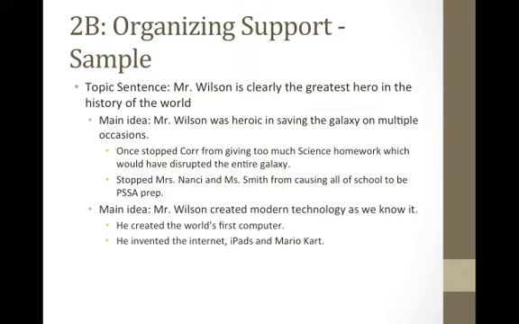Another example that makes me heroic is that I created modern technology. So what are some supporting details for that? Well, I created the world's first computer, obviously not true, and invented the internet, iPads, and Mario Kart. So those are, again, specific, concrete examples.